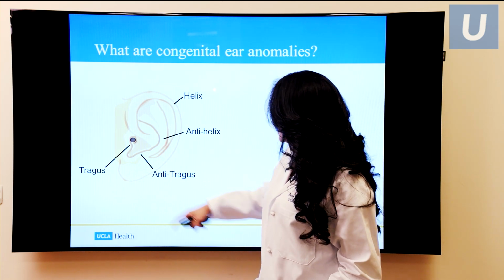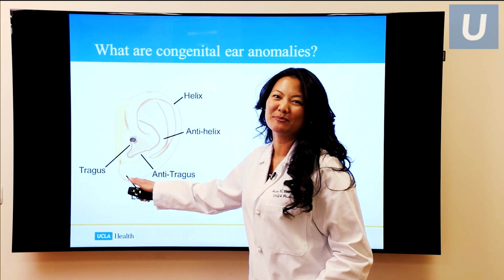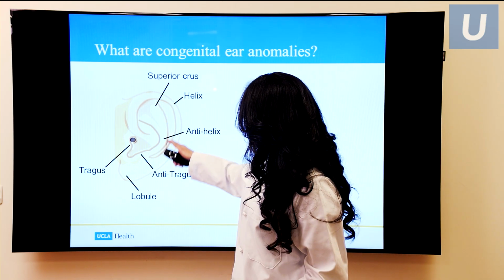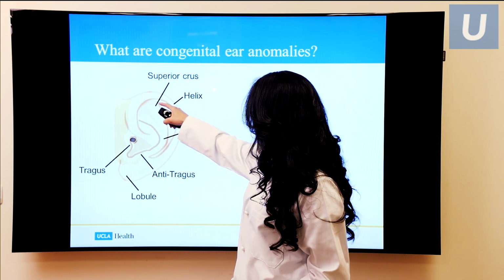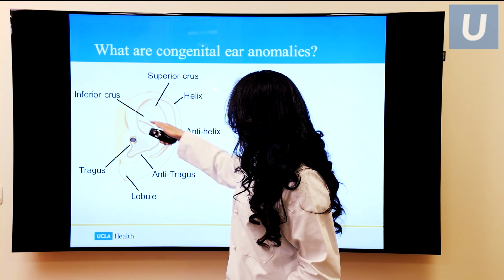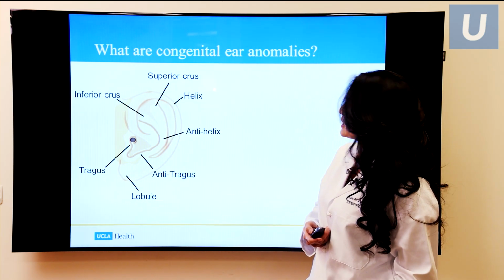The lobule here, which is where most people wear their earrings, or most little girls wear earrings. The superior crus, this is on the top of the antihelix where we see a protrusion here, and its sister, the inferior crus, making a V-shaped type of contour here.